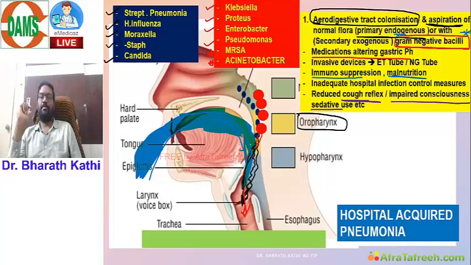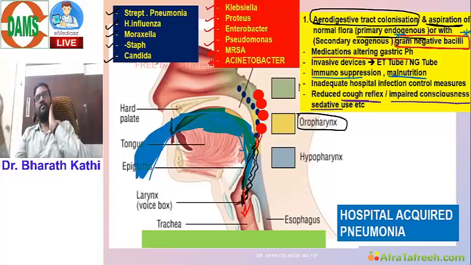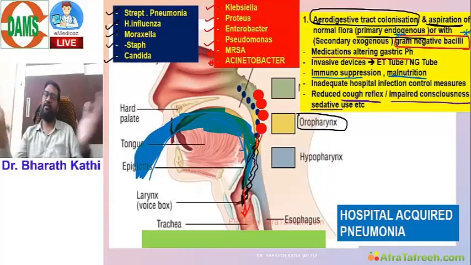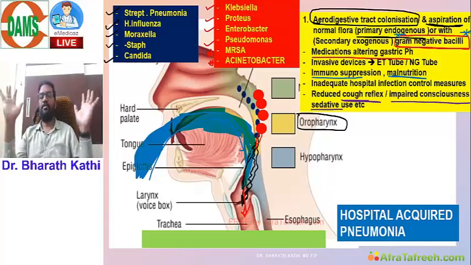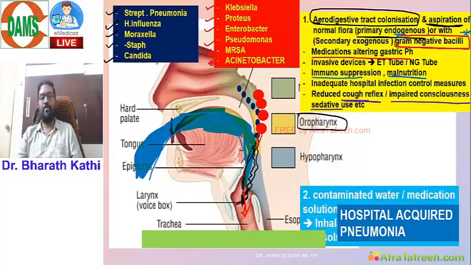So there is no proper hand washing technique, and you are allowing all the visitors, instead of an ICU or a hospital ward, you are just making it like a market. Everybody is coming and going. They will bring all the infection. They will bring gram-negative bacilli, which will go into the patient's body and colonize. And because of the patient's reduced cough reflex, impaired consciousness or excess sedative use, it can get aspirated into the lung. So this is the first mechanism: aerodigestive tract colonization and aspiration of all these bad organisms.